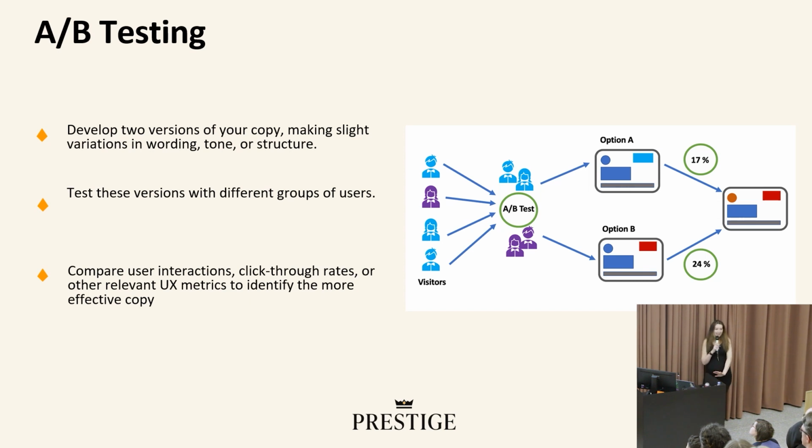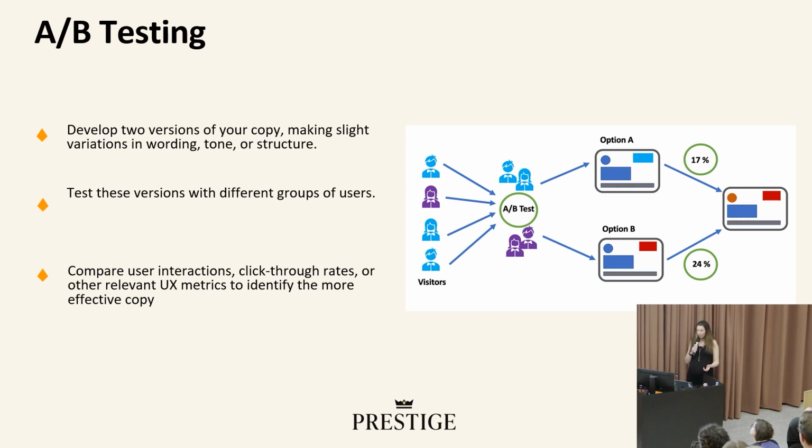Then your typical A/B test is obviously a really traditional way that people would test the difference between copy. This is where you have two versions of your copy. You make slight variations in the wording used, or the tone, or the structure, and then you make that live, test it with the groups of people that are coming to your website, and then you see which one's converting better, so which one's working well.